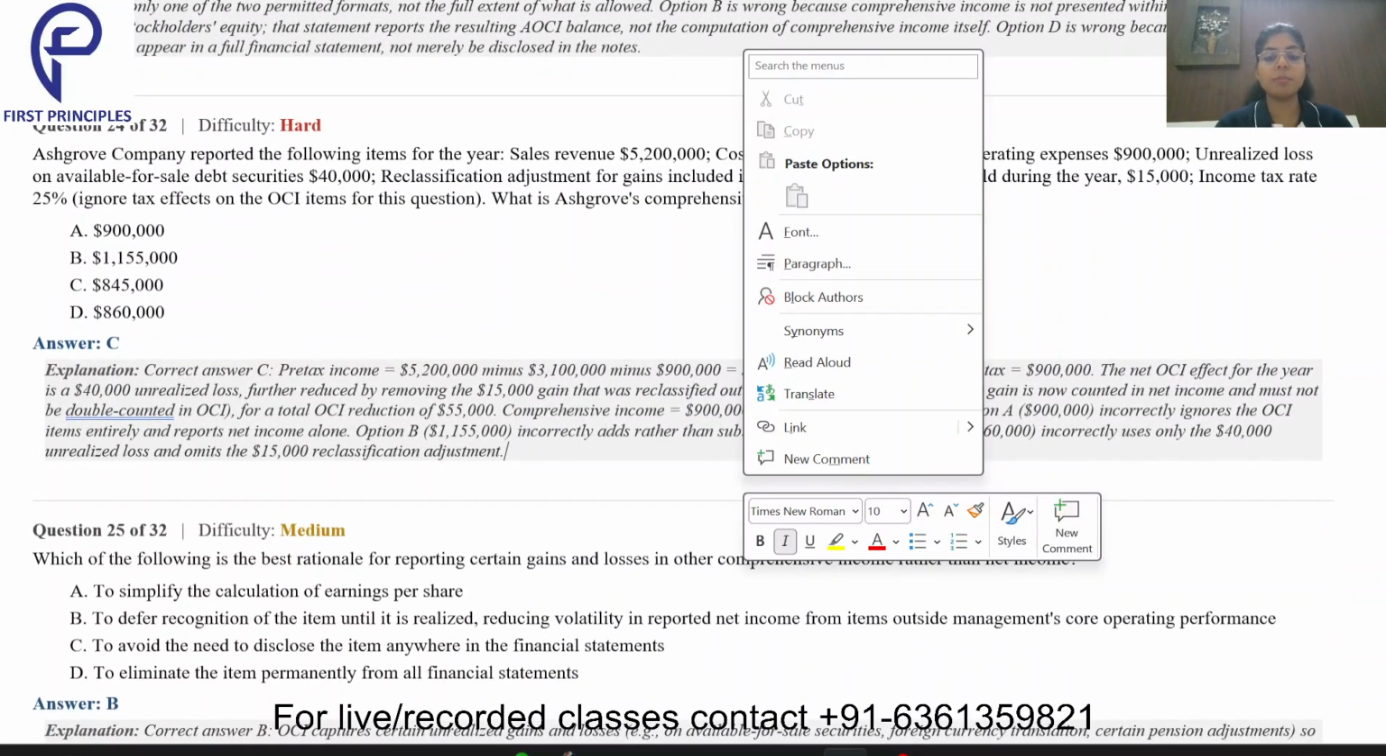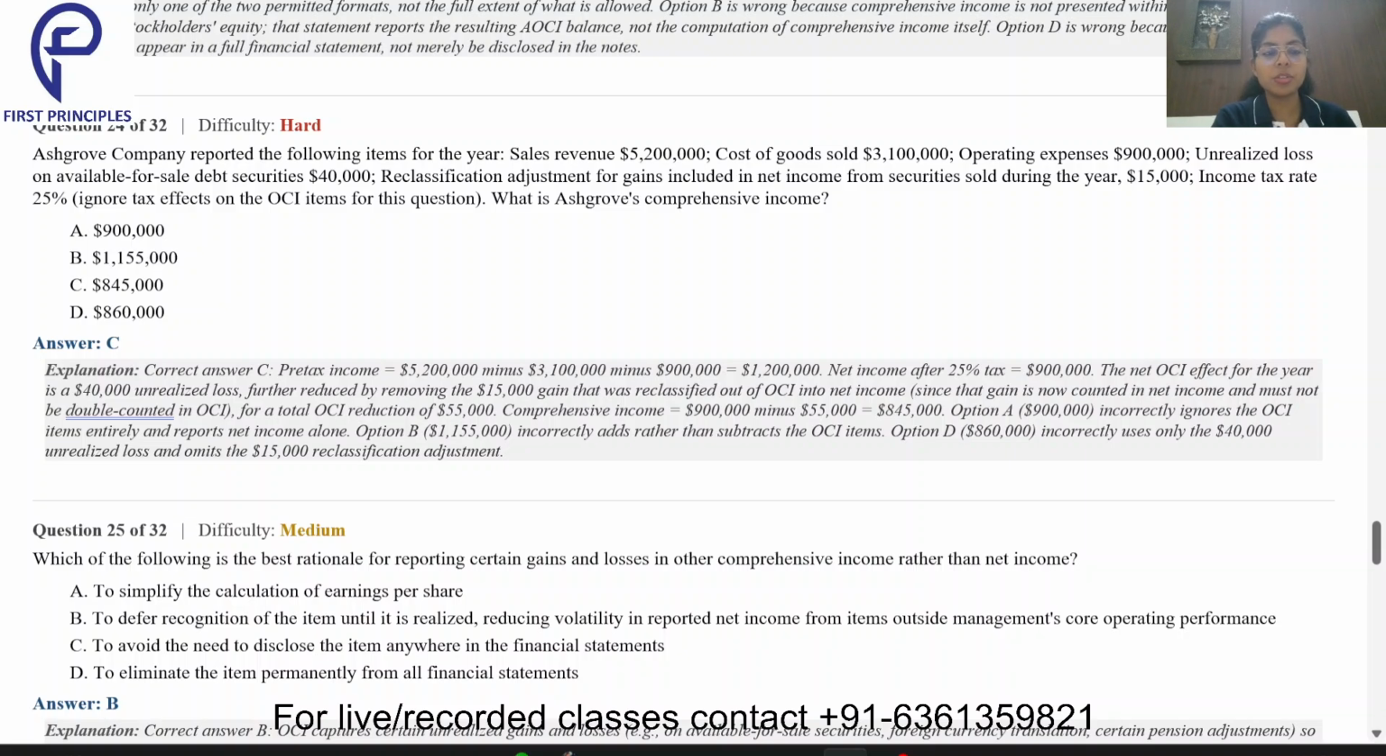Coming to question number 24. Question number 24 is talking about Ashgrove Company, which reported the following items: the sales, the cost of goods sold, operating expenses, unrealized loss, and reclassification adjustment of gains included in net income, 15,000. The income tax rate is given. What is Ashgrove's comprehensive income? It is asking about comprehensive income, so let us see what it will be.